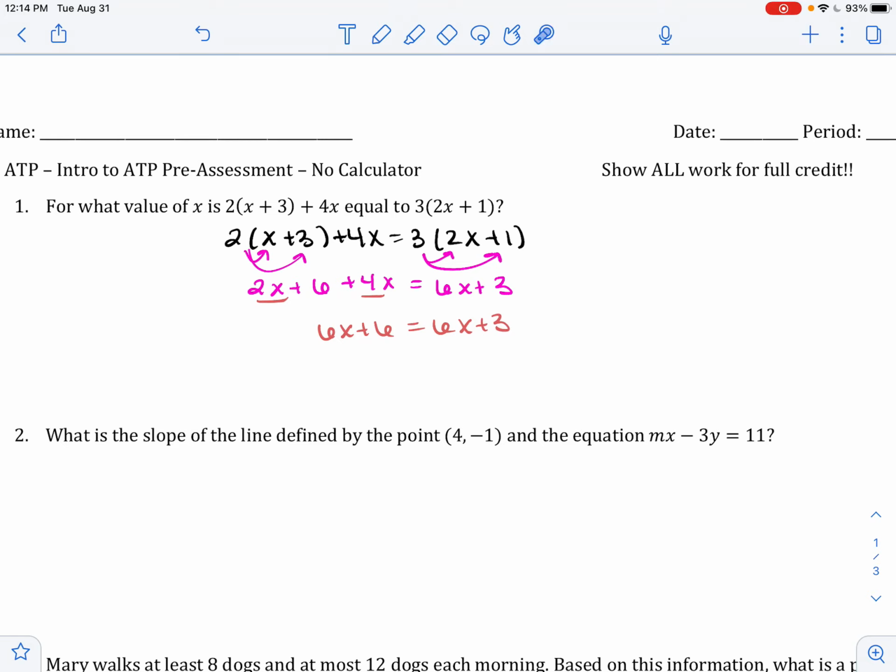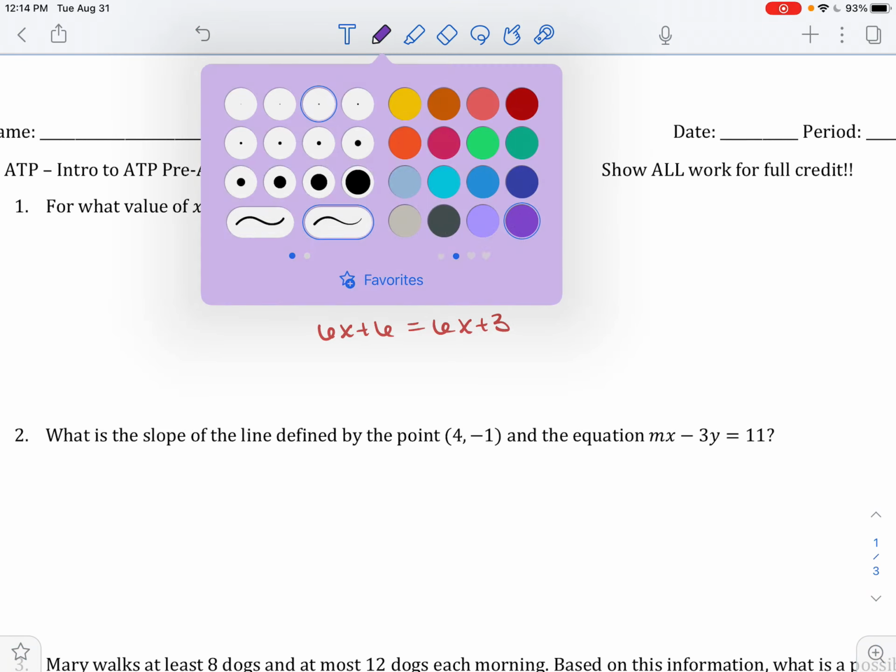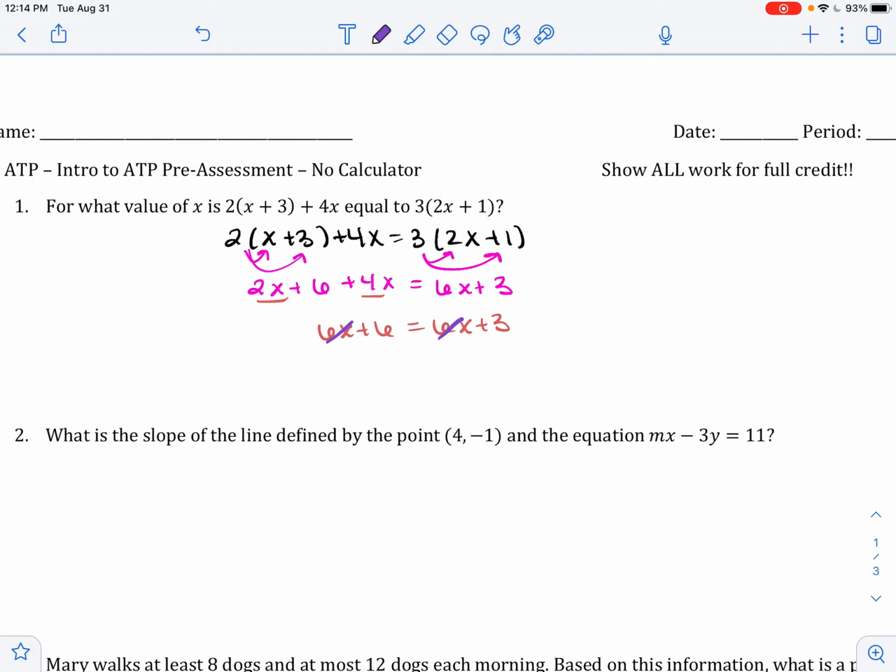Here I notice that there's a 6x on both sides, so if I subtract 6x from one side to the other, either way, we're getting that those 6x's cancel one another out. And we're left with the statement 6 equals 3. Since we know that 6 does not equal 3, and that this is a false statement, that implies that there is no solution. Meaning there is no value of x such that this quantity is equal to this quantity.